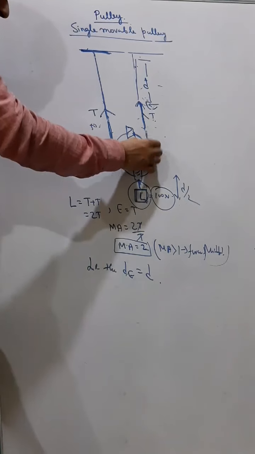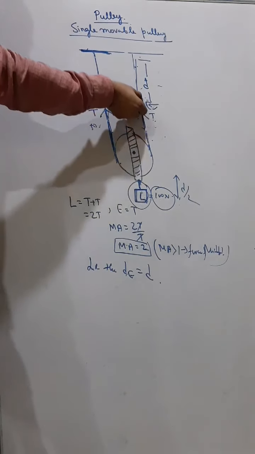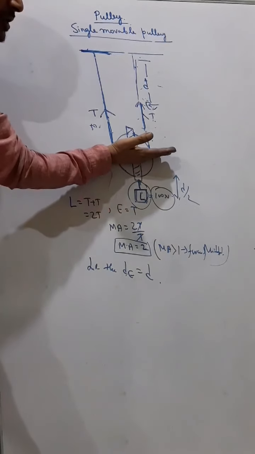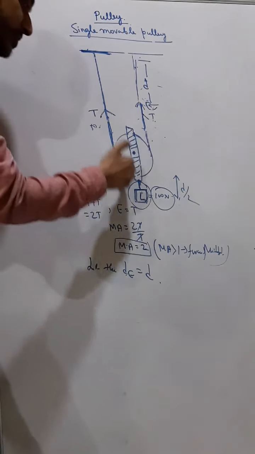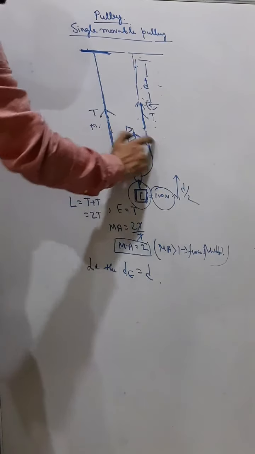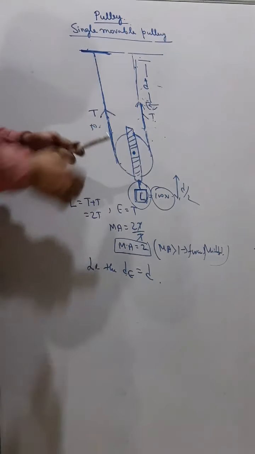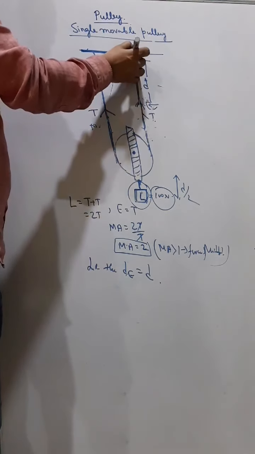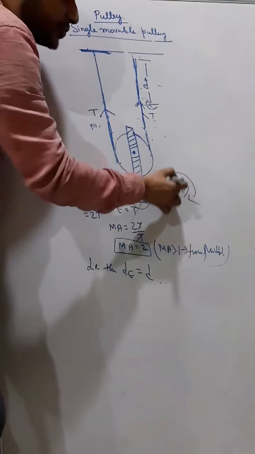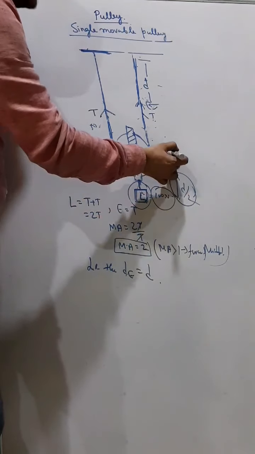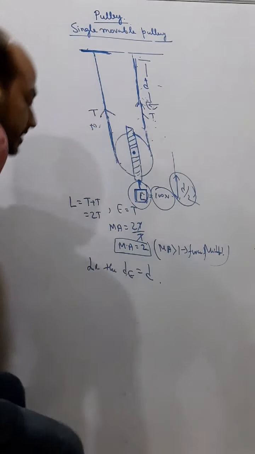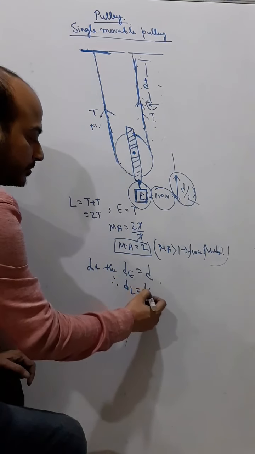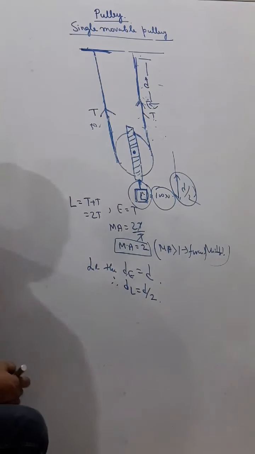Because this load is actually divided into two arms. So if the effort goes up by 10 meter, then the load goes up by 5 meter only, because this 10 meter is going this way, so it's divided into 2. So if the effort is moving by D meter, then this load will actually move by half of that, D by 2. Therefore, I can say the displacement of load will be D by 2.